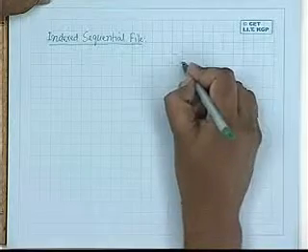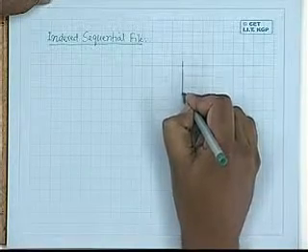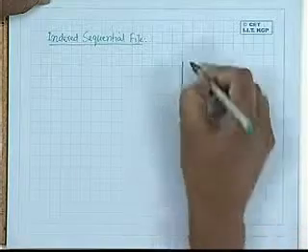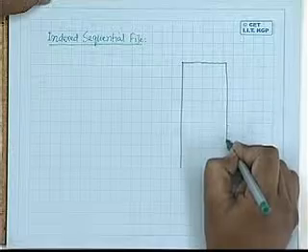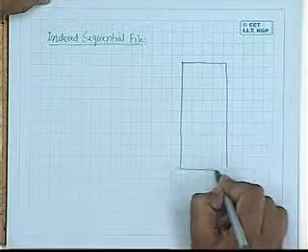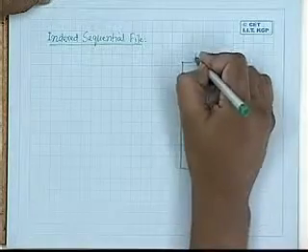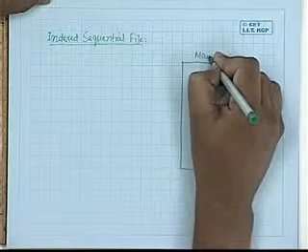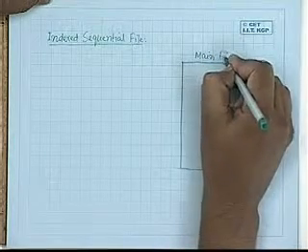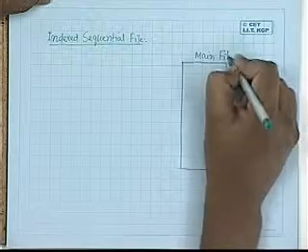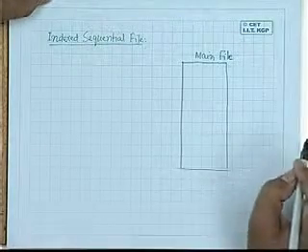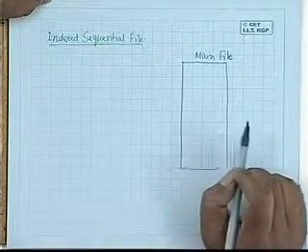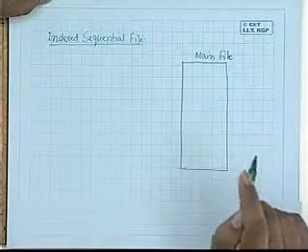What is an indexed sequential file? In an indexed sequential file, I have a main file which is the same as the sequential file. So this is the main file. The main file will consist of a number of blocks as before, and every block will consist of a number of records. Along with the main file, you maintain another file which is called an index file.